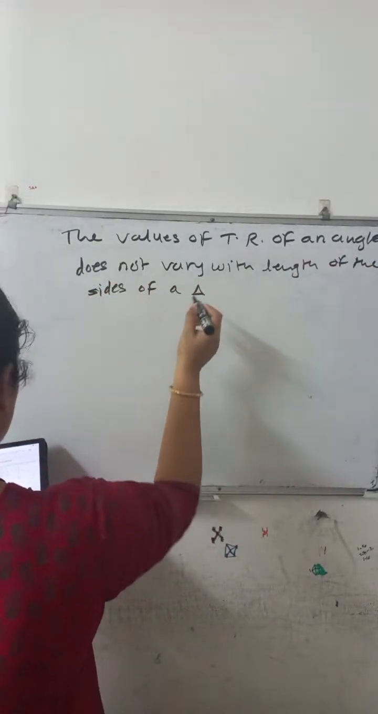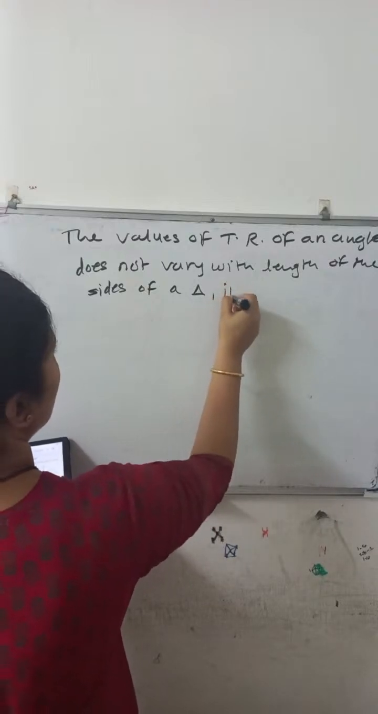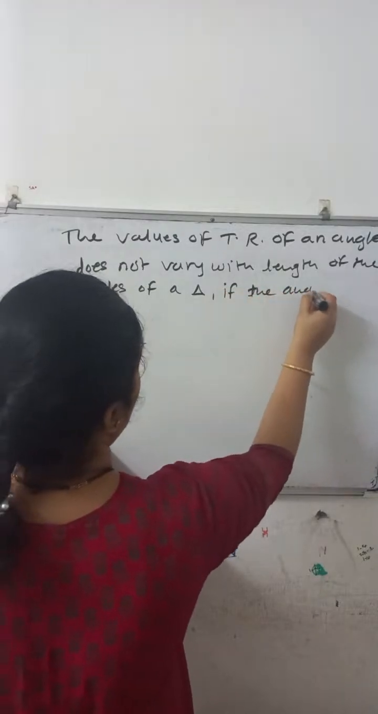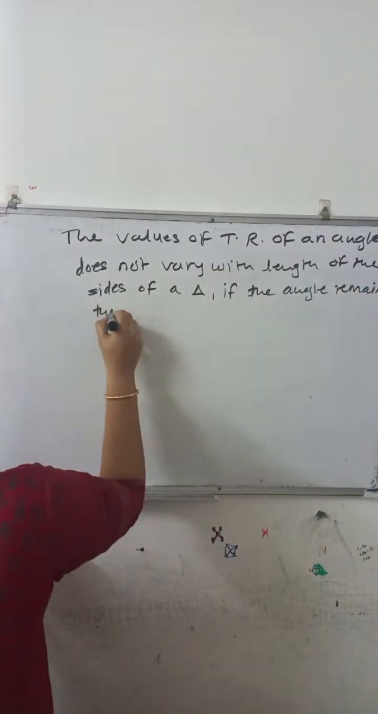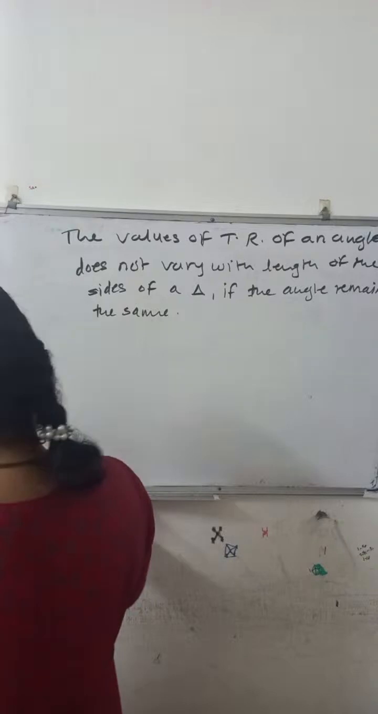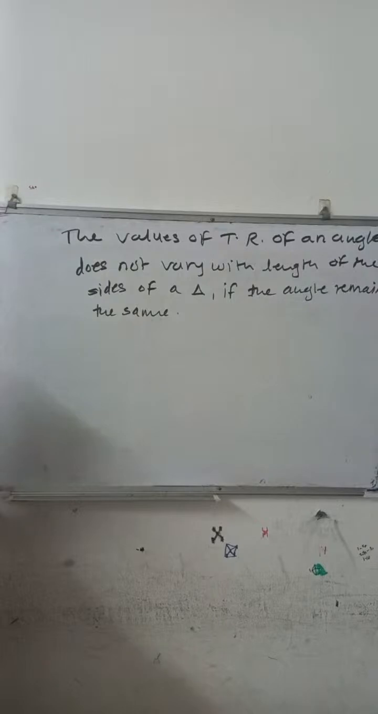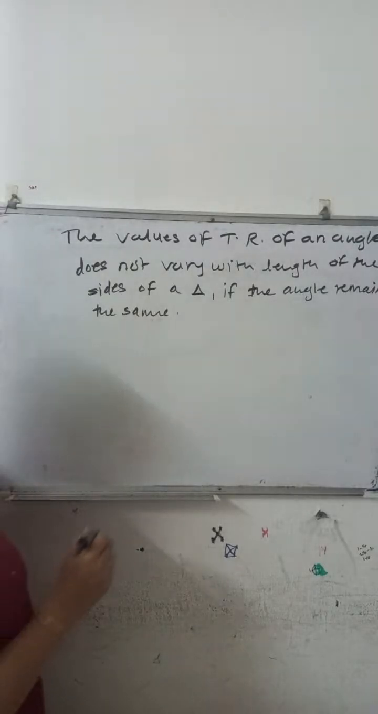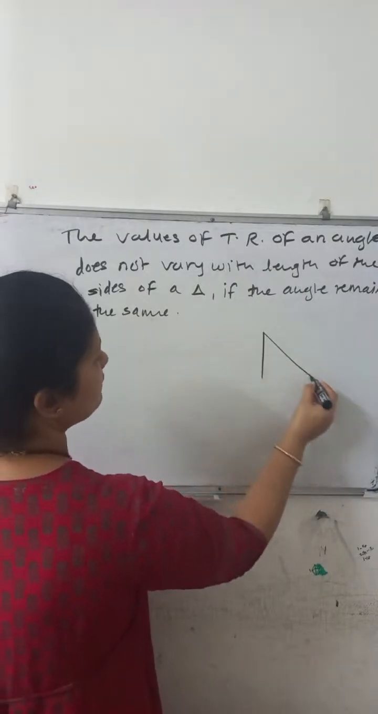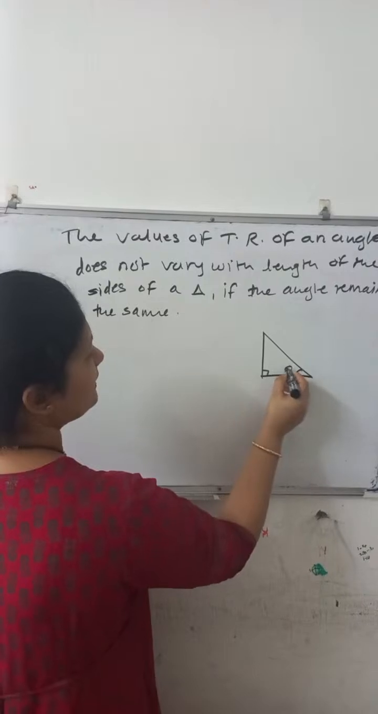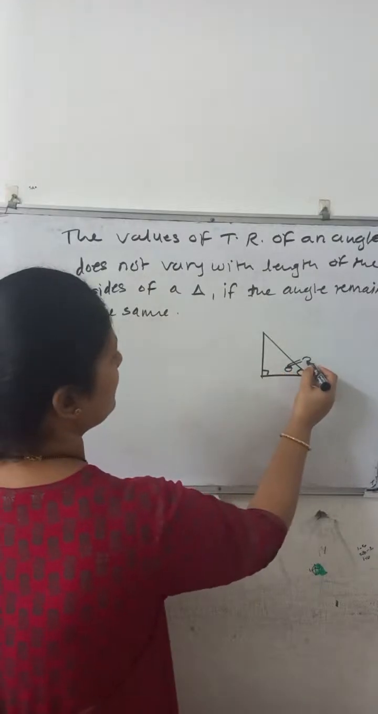So if the angle remains the same, the values of the trigonometric ratio of an angle do not vary with the length of the triangle. Suppose I have this triangle, and this is 90 degrees and this is theta. Suppose this theta is 30 degrees.